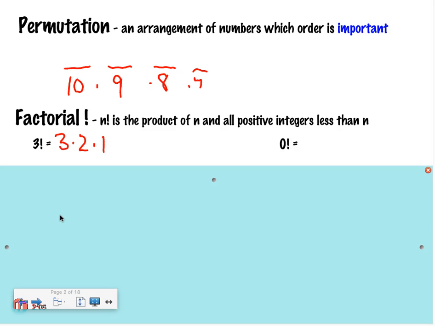So 3 times 2 times 1 gives us 6. And then 0 factorial is always 1. Just a goofy one. Write that one down.